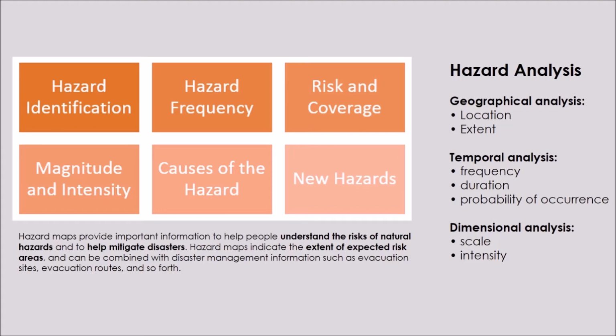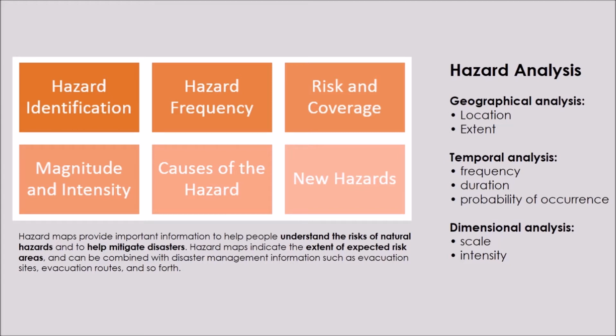Hazard maps provide important information to help people understand the risks of natural hazards and help mitigate the disaster. And hazard maps indicate the extent of expected risk areas and can be combined with disaster management information such as evacuation sites, evacuation routes, etc.